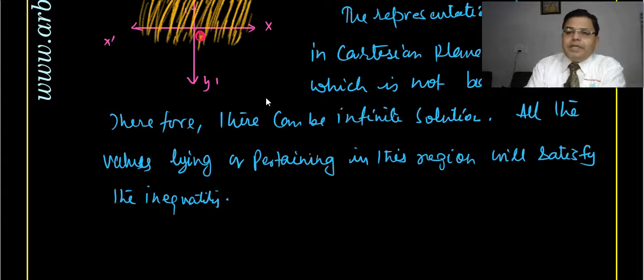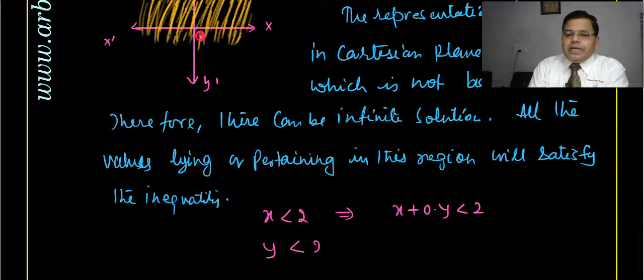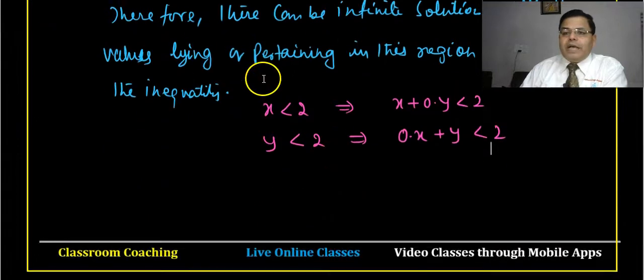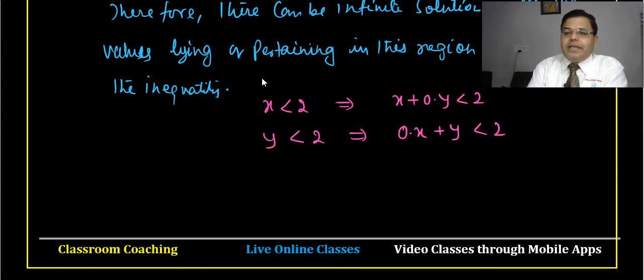Here the graphs represent, basically, if I am writing here that x is less than 2, it means it is a two dimensional thing. Here x plus 0 y is less than 2. This is what the graph is, right? If I am writing y is less than 2, it means 0 into x plus y is less than 2. So these are in two dimensions. Two variables are there, x and y.